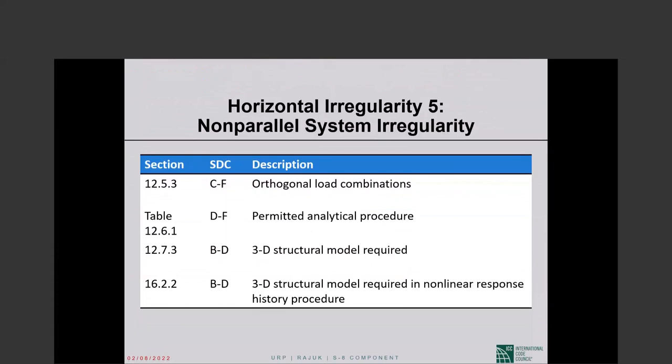When you have non-parallel system irregularity, we have to use orthogonal load combinations. And I need to go into that. This is something else that is not covered in BNBC, but I'll cover it right here, not another day. Permitted analytical procedure, whether you have to do dynamic analysis or equivalent static, will do. A 3D structural model would be required, whether you do regular analysis or nonlinear time history analysis.